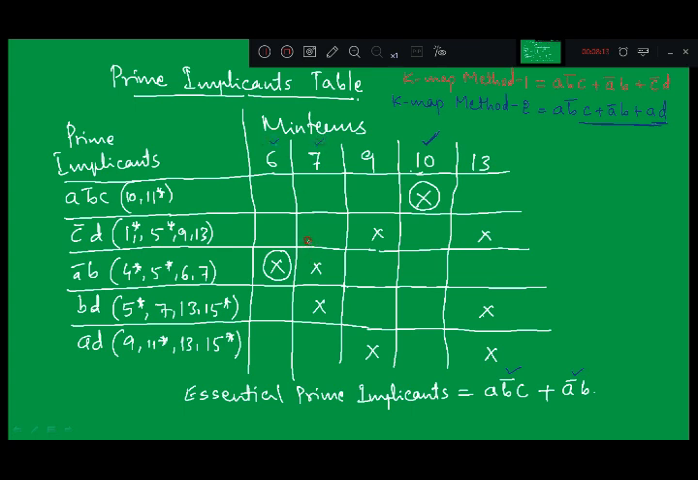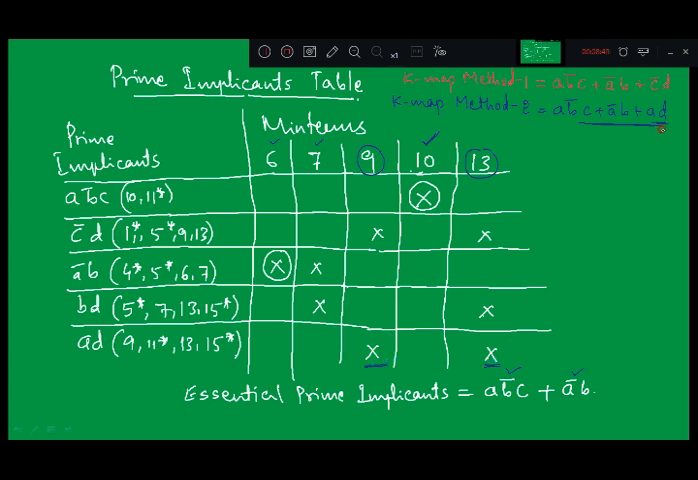Now I need to cover 9 and 13 also, right? If I write only these two prime implicants, A B bar C and A bar B, I will cover only three minterms, which are 9, 7 and 10. I need to cover two more minterms, which are 9 and 13, right? Just identify which prime implicant will cover 9 and 13. So this 9 and 13 are covered by two prime implicants. First identify this, which minterm, right?